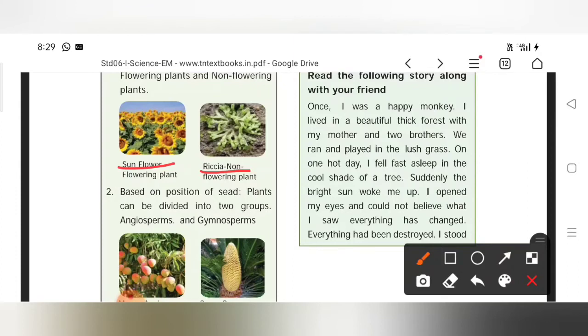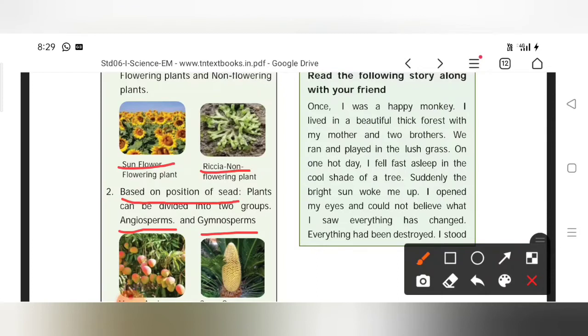The second classification is based on the position of the seed. Plants can be divided into two groups. One is angiosperms. I repeat the word, angiosperms, and gymnosperms. Angio, A-N-G-I-O. Sperms, S-P-E-R-M-S. Angiosperms and gymnosperms.